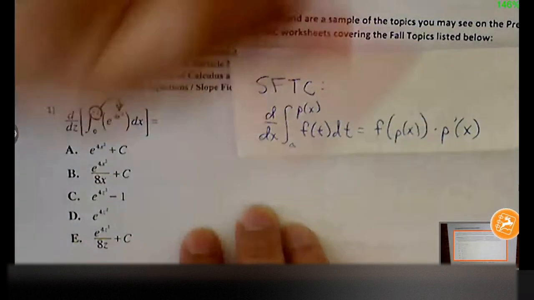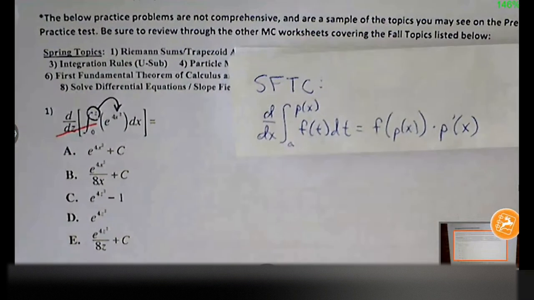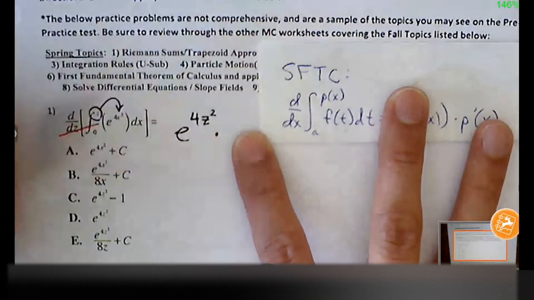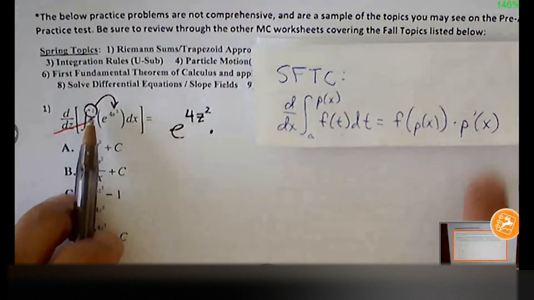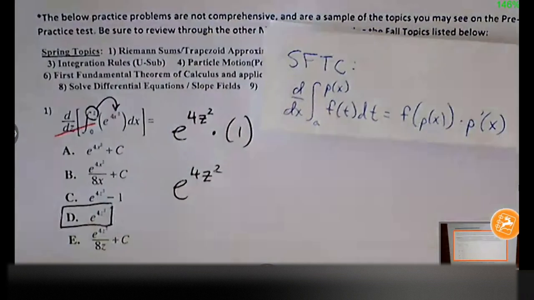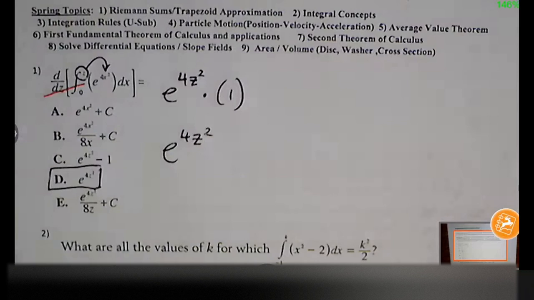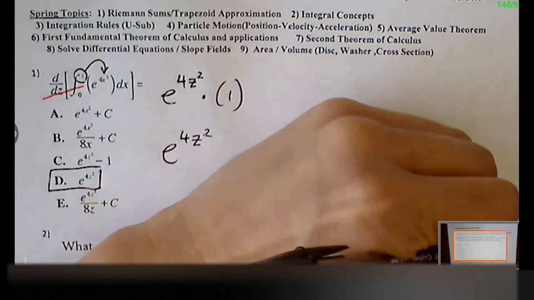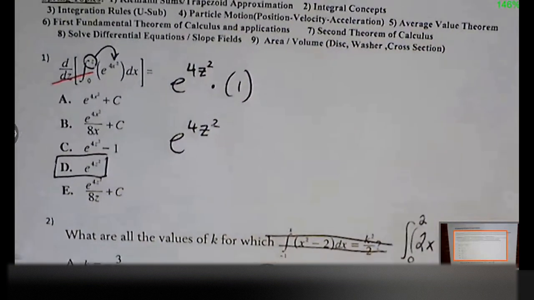So we know the derivative and integral notation will just cancel each other out. So we get e to the 4z squared times the upper bound's derivative. That's what the prime is there for. Z's derivative is 1. So it's just e to the 4z squared dz. Okay, any questions on one?